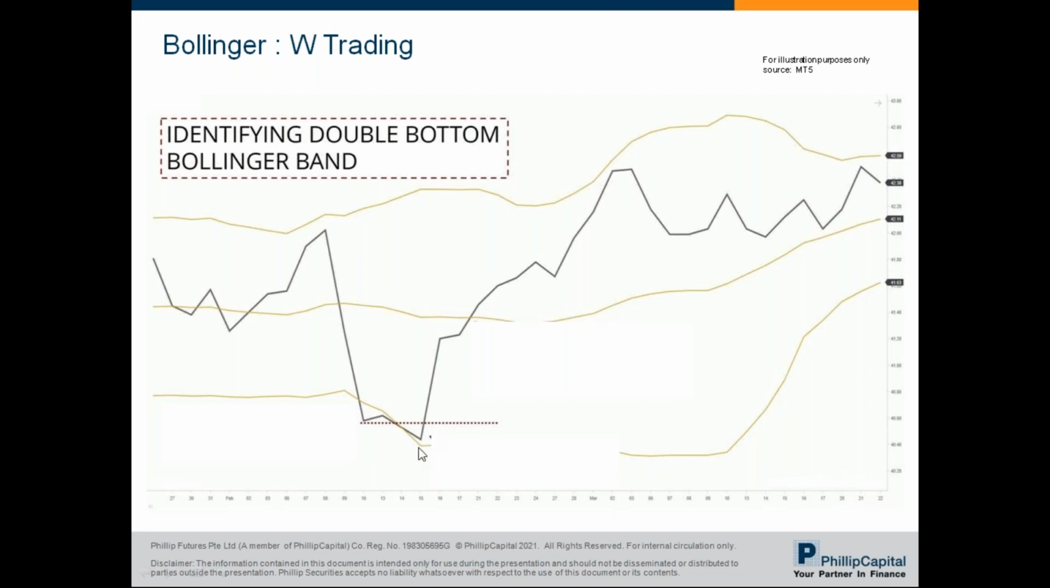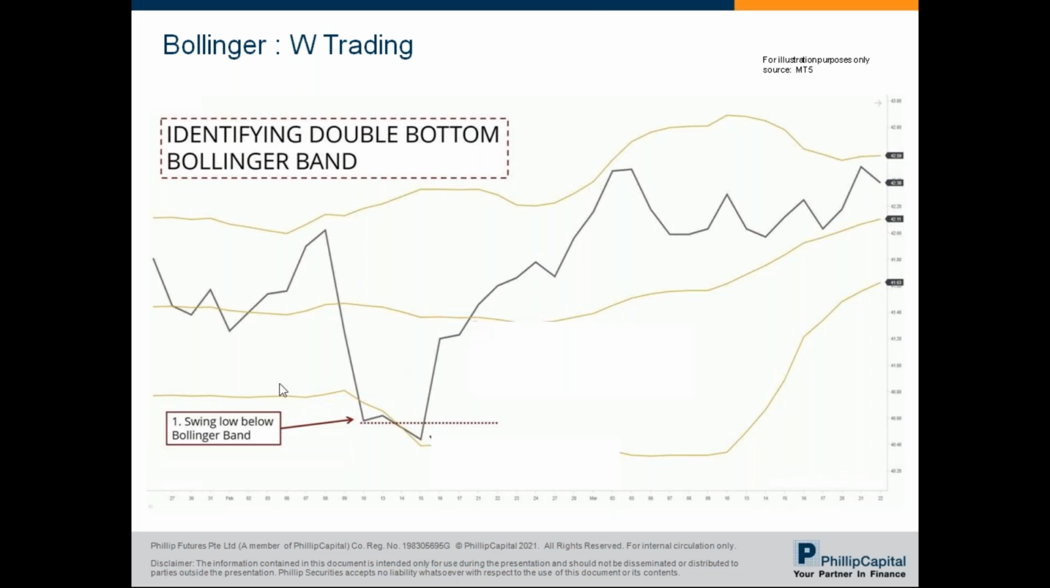Okay, so this is the second low over here. You can see here where my mouse is. This is the price action that forms the second low of the W, and then prices rally up again, break above the moving averages, and go higher.